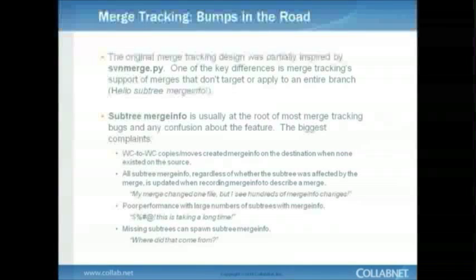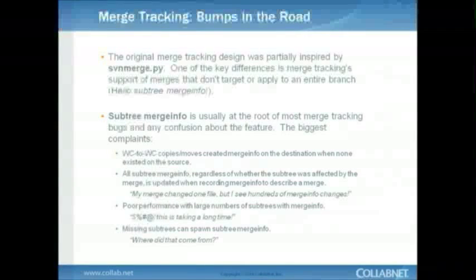The second big complaint follows from the first. It goes something like this. I've been refactoring my Java code, and now I suddenly have hundreds of subtrees with merge info in my branch. That's bad enough. But now, whenever I merge to that branch, even if the merge affects only one file, every subtree with merge info is updated by the merge, and this is where the person usually starts cursing. So the signal of real changes gets lost in the noise of merge info changes.